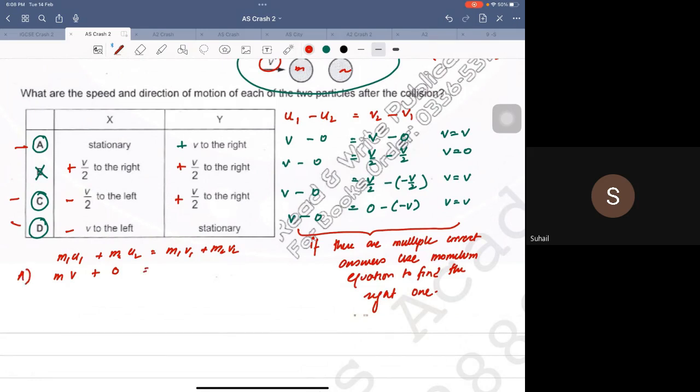So for A, I'm checking. So m becomes 0, and m2, which is also m, goes to the right. So momentum in this one is conserved because you get mv equals to mv. So that should be our answer, but let's check C and D. For C, if you look at this, it's going to be mv plus 0 equals to m, it goes to this, plus m, it goes to this. What? That's not fair.